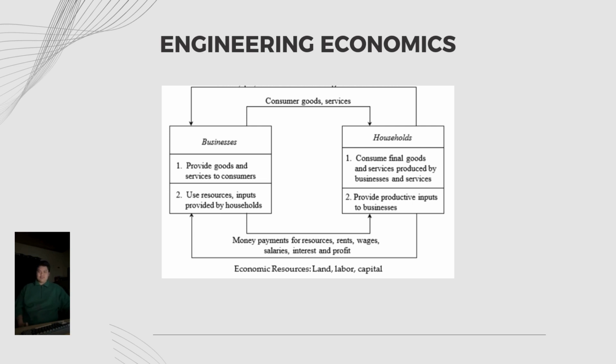Business organizations make payment of money to the households for receiving consumer goods and services. The households make payments of money to business organizations. This cycle shows the interdependence between the two major entities in a simple economy.